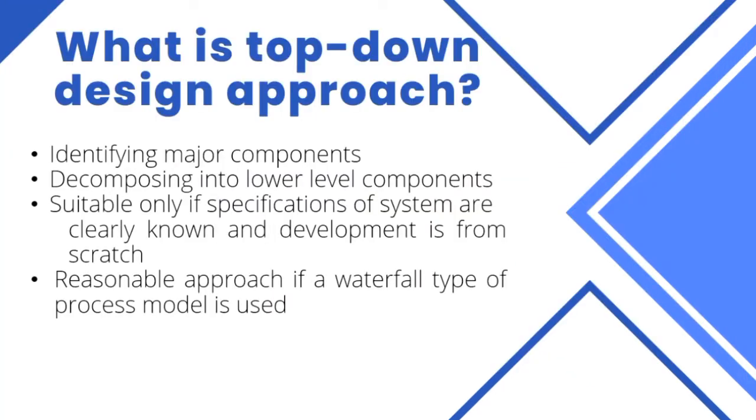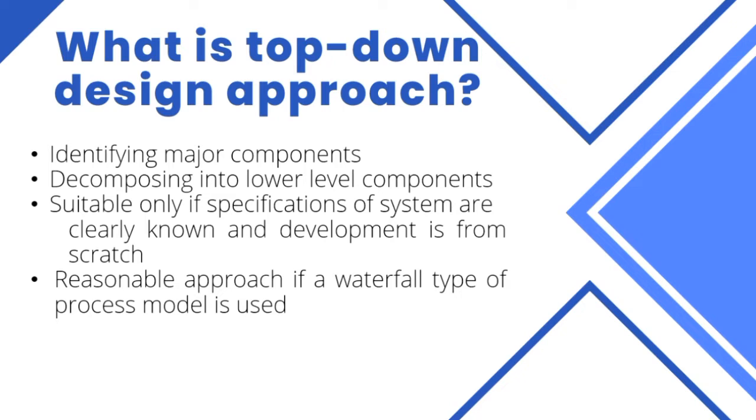Before that, what is the top-down design approach? The top-down design approach starts by identifying, or we try to figure out, what are the major components of the software system. As we figure it out, we try to decompose them into lower-level components, and we repeat this process again and again until the desired level of detail is achieved.